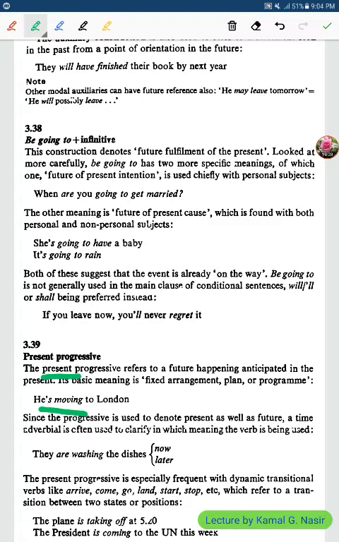So the present progressive here refers to what? To a future happening. It is not now. He is moving to London. When he is moving to London, you do not know, but in the future. He said that, for example, he is moving to London. Good. They are washing the dishes.